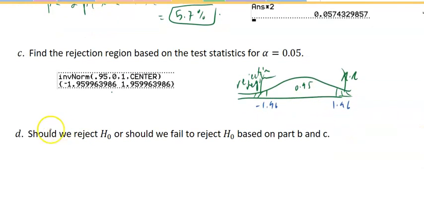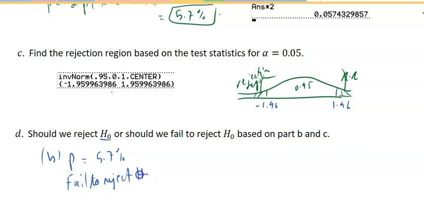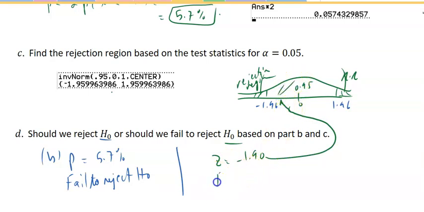Now, if I go for how we should proceed, in part B, the probability is 5.7%. Since that's more than 5%, we fail to reject the null hypothesis. Based on B, z equal negative 1.90, if I look at the rejection region, this is 0. Isn't that in this area? So we fail to reject the null hypothesis. And that's pretty much it.